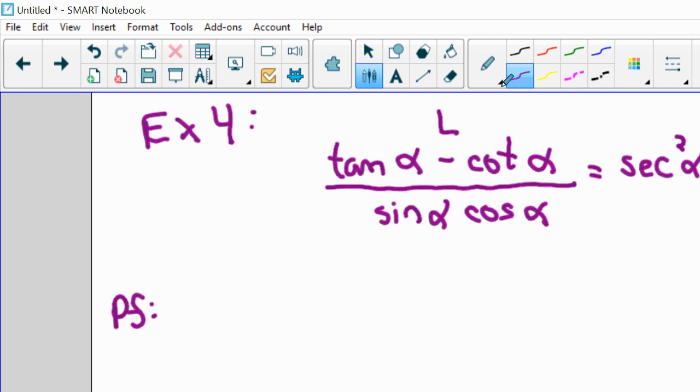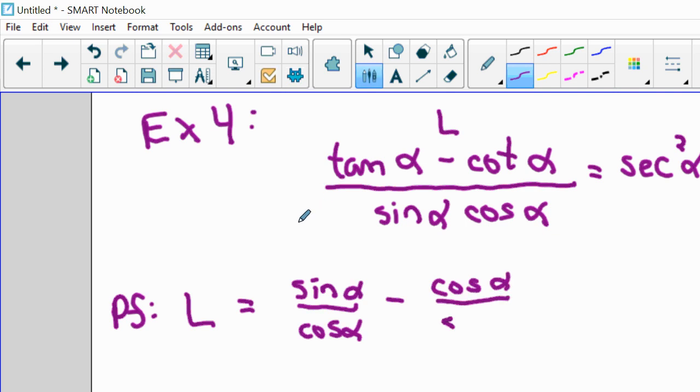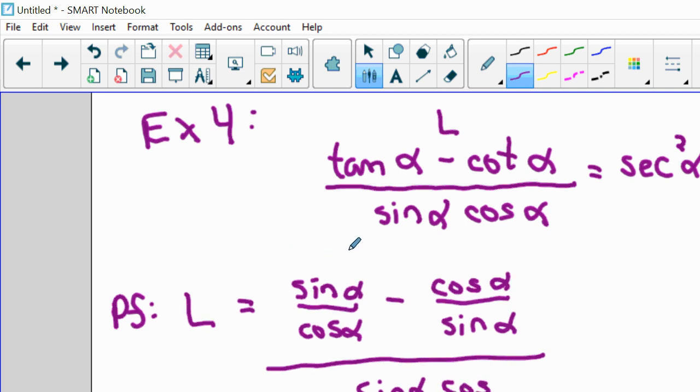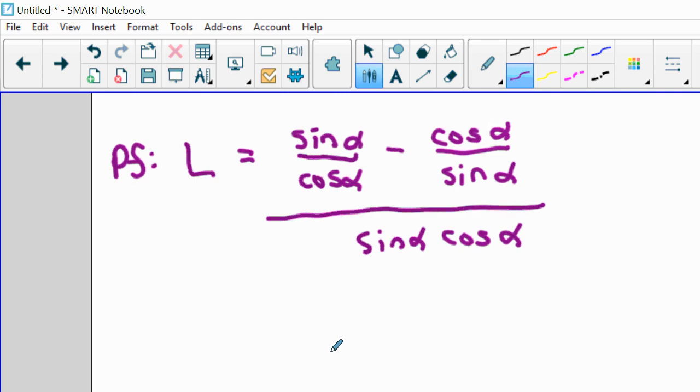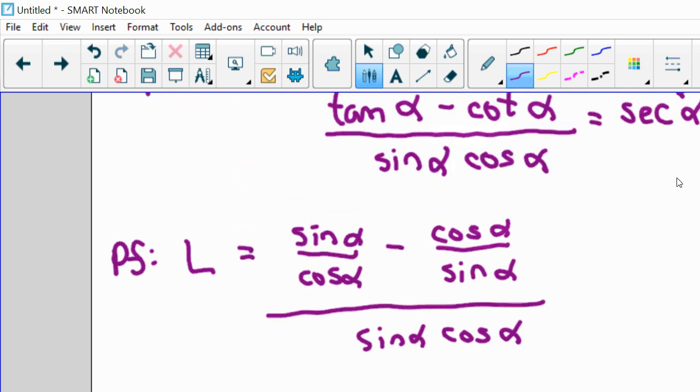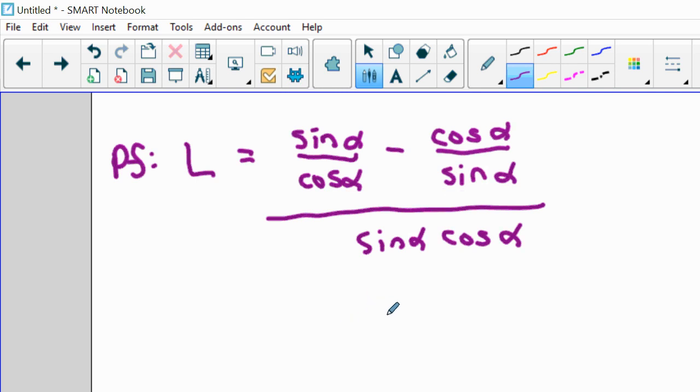Okay, so what I'm going to do is convert everything on the left to sines and cosines and kind of hope. So the left side's going down, but I'm going to go sine alpha over cosine alpha minus cosine alpha over sine alpha, all over sine alpha cosine alpha. Now, keep in mind, you can't work on both sides at the same time, because nobody's telling you that you can't work backwards, and you usually wreck your paper. The right side is secant squared alpha minus cosecant squared alpha.